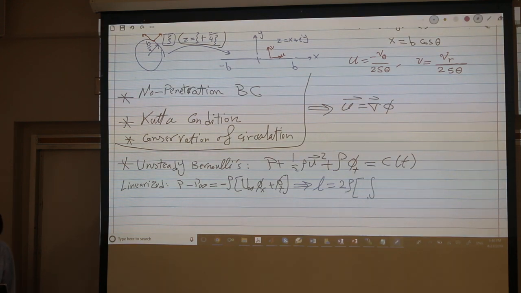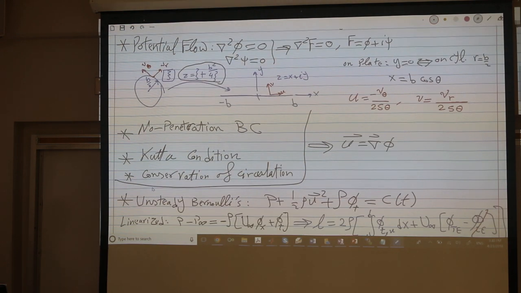So we have an integral from negative B to B over the plate, partial phi partial t on the upper surface, dx plus U infinity, phi trailing edge minus phi leading edge. And we said that we have the freedom to choose phi at one point, so we choose phi leading edge to be zero. Okay? So this is our framework.